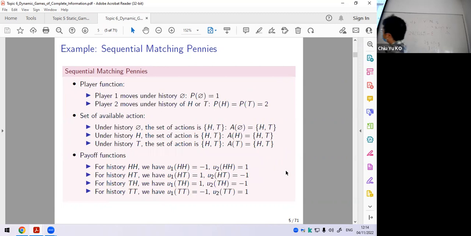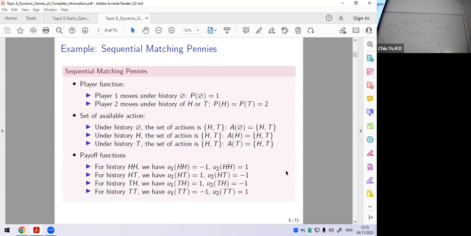So here at the beginning, player 1 moves first. After the history of choosing head or tail by player 1, player 2 moves next. Last time I said you don't need to calculate, you don't need to write. At the beginning, player 1 can choose head or tail, and under head or tail, it's the same, because player 2 can choose head or tail. And the payoff is under HH, and so on and so forth. So this is the complete description of the model.